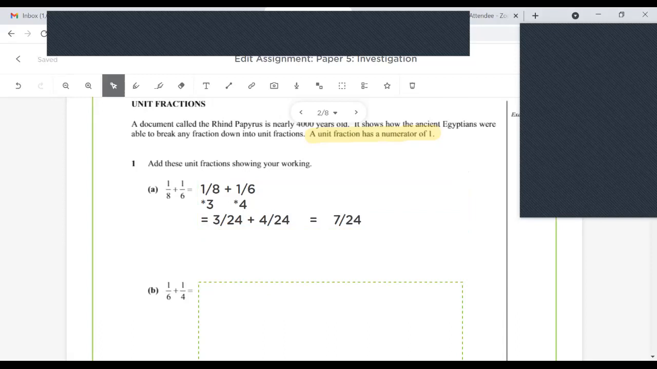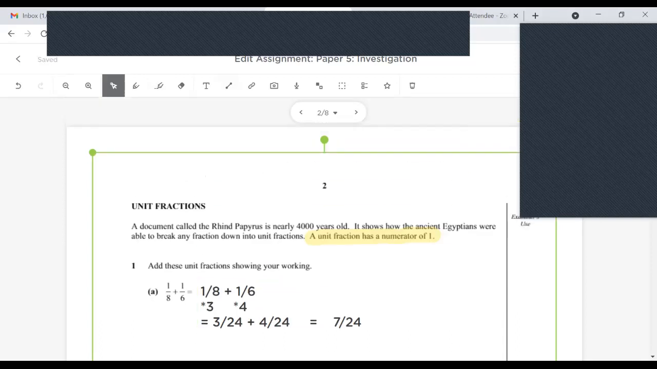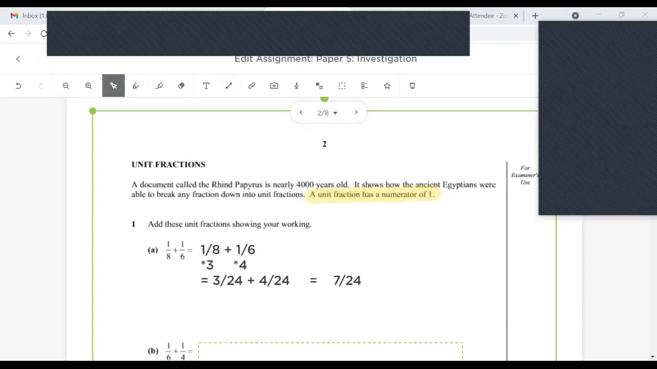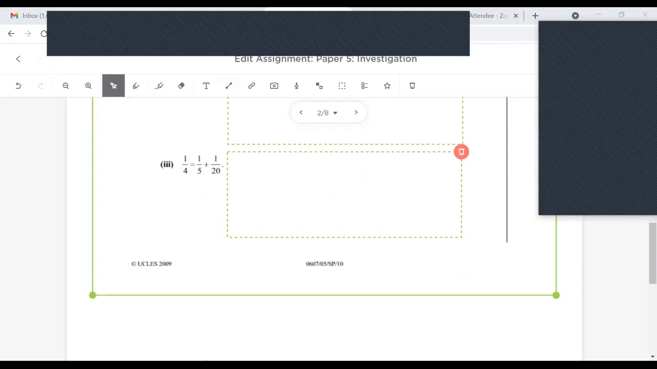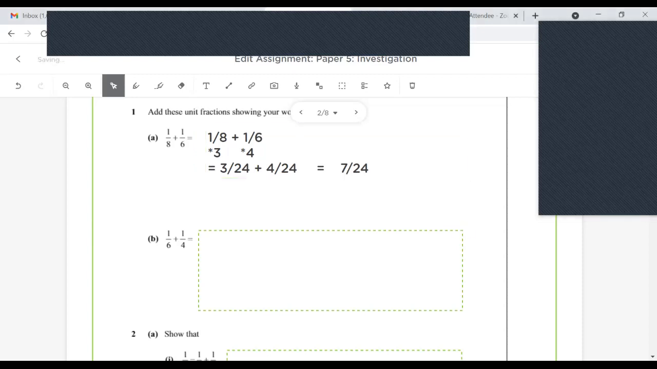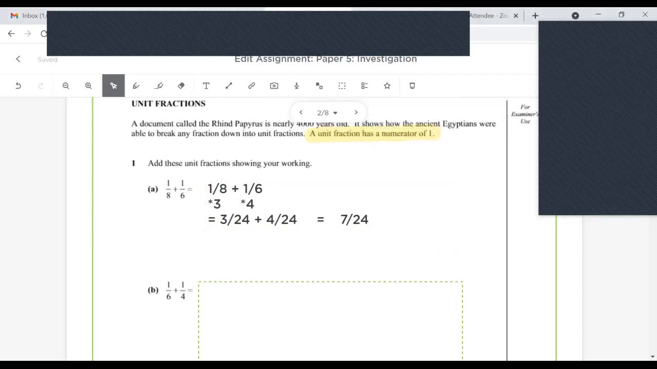So, Krista, we're doing something a bit different today. This is called an investigation paper. It's not really a test of any specific skill. It's just a long paper with questions leading on to one another. So here's an example of how you can set it out. Add these fractions, show your working. Look, I showed my working.